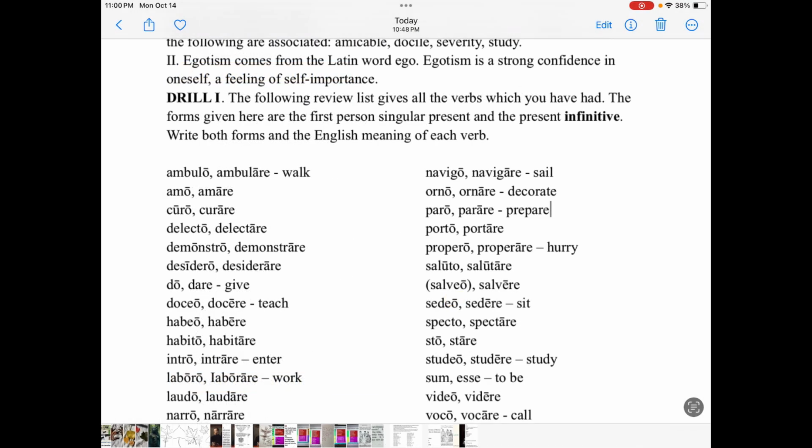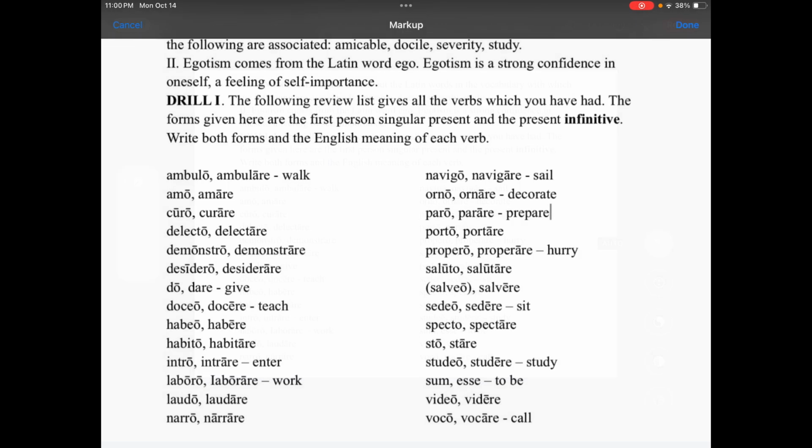Drill number 1 we talked about in the previous video on the grammar discussion. So the task in drill number 1 is please to write in your notebook the first 2 principal parts of each verb and then its English meaning. You'll have to go back to your vocabulary list to find some of these. Some of them are written in the document for you. Amo, amare, of course, is to love or to like. Curo, curare, is to care for. So you're just going to write out these 28 sets of principal parts and their English meanings.